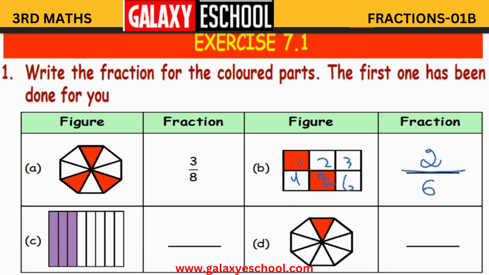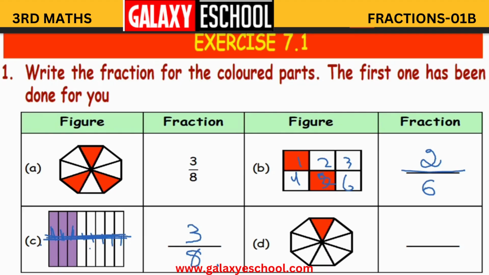Yes. Now coming to question C, we have 1, 2, 3, 3 colored parts divided by 1, 2, 3, 4, 5, 6, 7, 8, 8 total parts. Okay children, again when you are counting the total parts, remember to count the colored parts as well. So we have to count all the parts. The total parts are 8 and the number of colored parts are 3. So the fraction becomes 3 by 8.